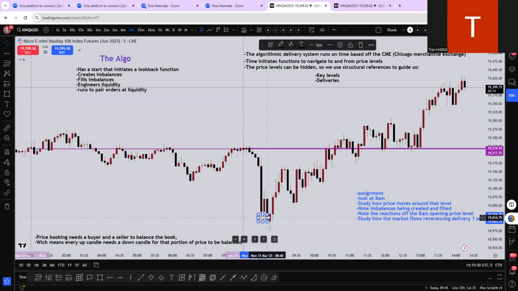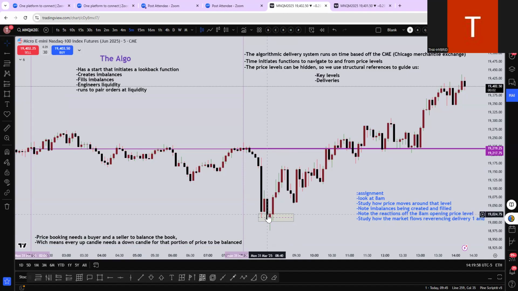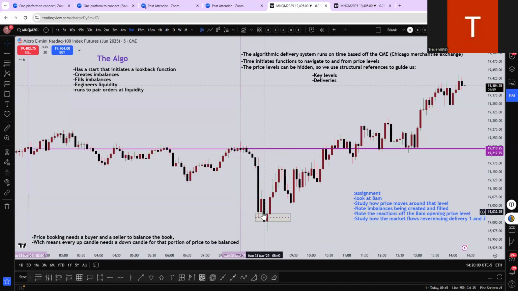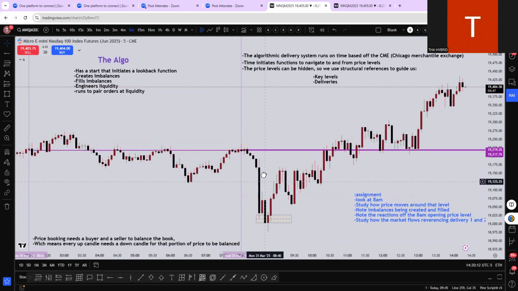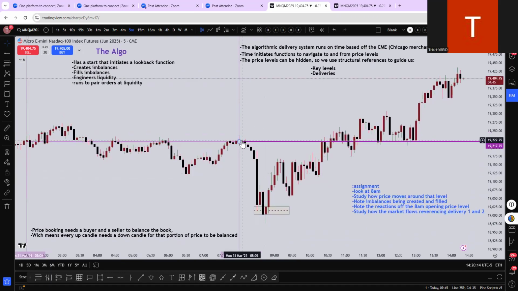And then we start filling it here. Down candle, up candle. So in between these 2 points is now an imbalance because there's only a down candle there. Until this candle closes and balances this whole portion of price, the algorithm is going to continuously seek to fill imbalances created after the start of time or deliveries.